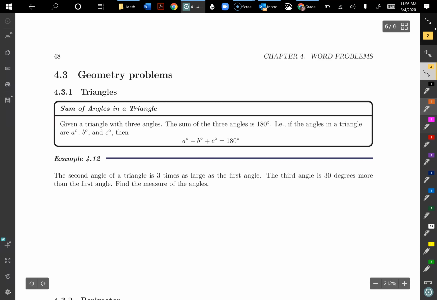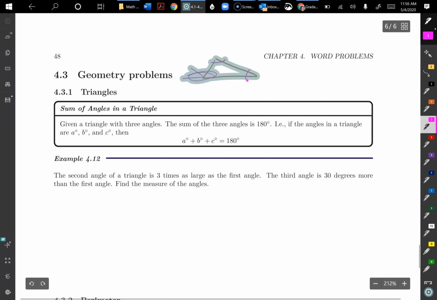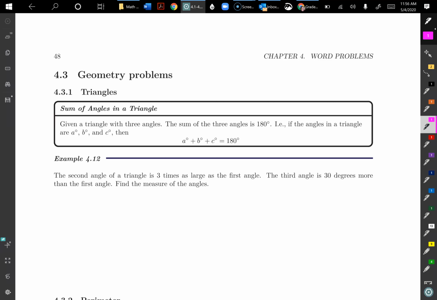If not, you can think of it like this. If you have a triangle and you could cut one out of paper, make this work a little better. If you were to cut the tip of this one off and move it down here, and cut the tip of this one and move it over here, you would end up with a straight line, which is 180 degrees.